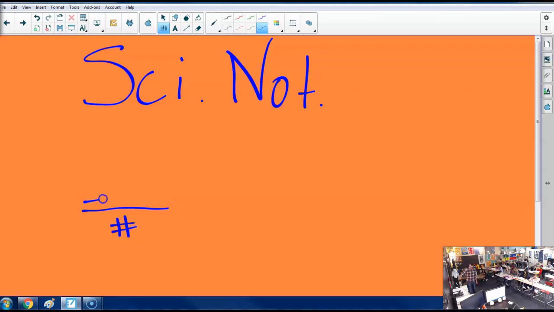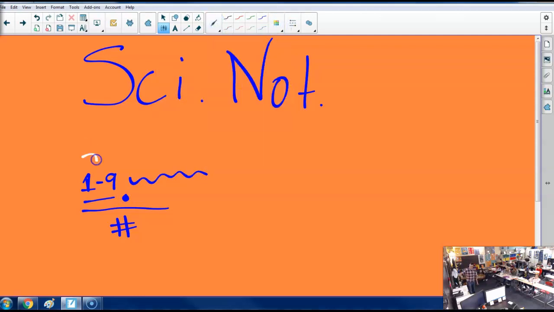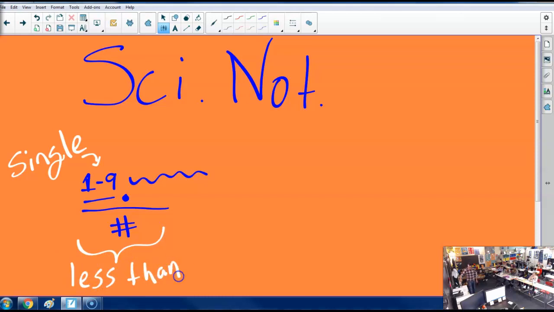This number is going to be a digit, 1 through 9, decimal point, as many digits as you want. The thing is, the one before the decimal is a single digit. Really, what we mean is this whole number is less than 10. There should only be one digit in front of the decimal point: 1 point whatever, 2 point whatever, 9 point whatever, doesn't matter. But 10 point, nope, can't do it, not scientific notation.